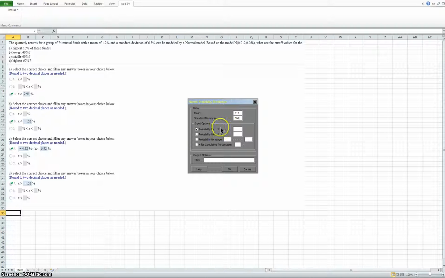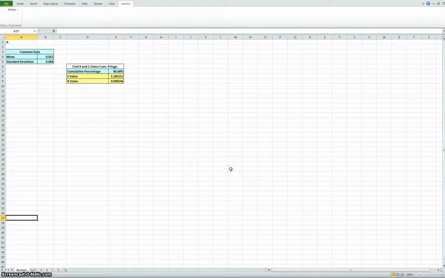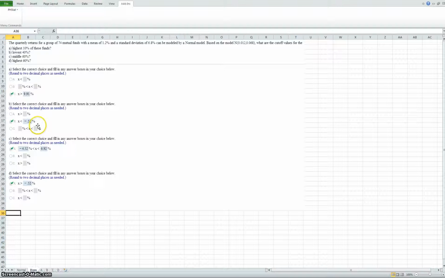This first box is already checked for us, so we're just going to uncheck that. We want to go for a cumulative percent up to 90. Simply 1 minus 10% gives us 90. We can say this is for part A. We click OK. Here's our X value. You just convert that to a percent by multiplying by 100. We get 9.91. As we see here, 9.91% is the correct answer.